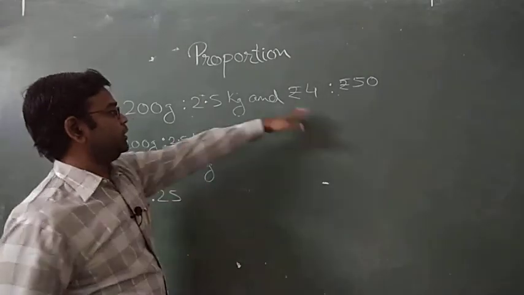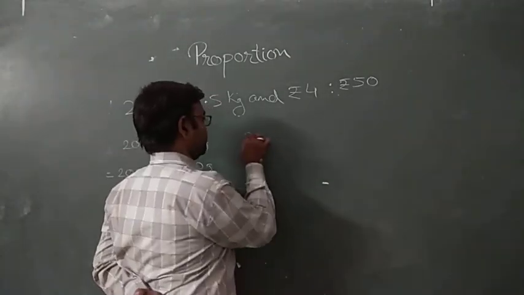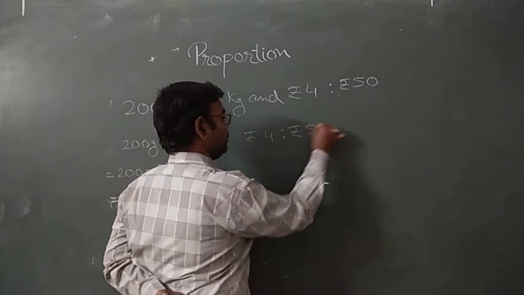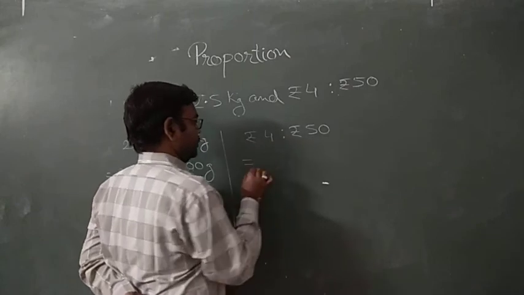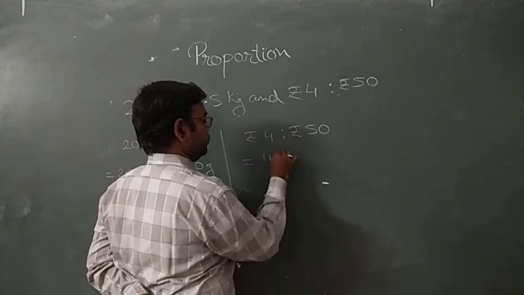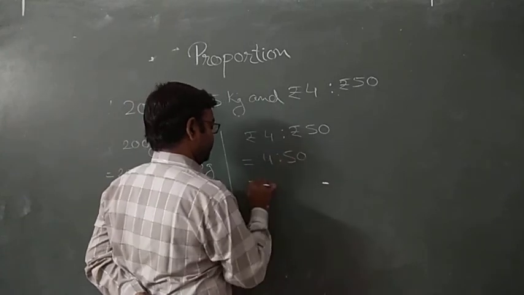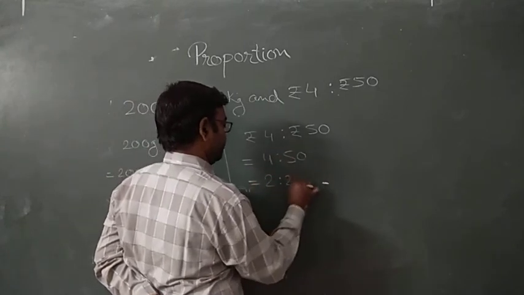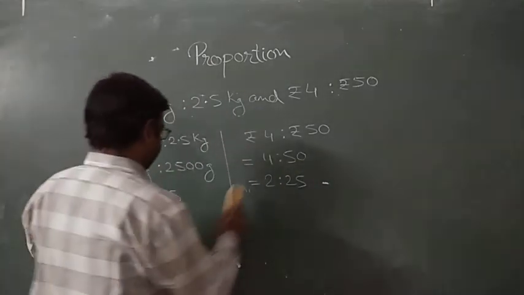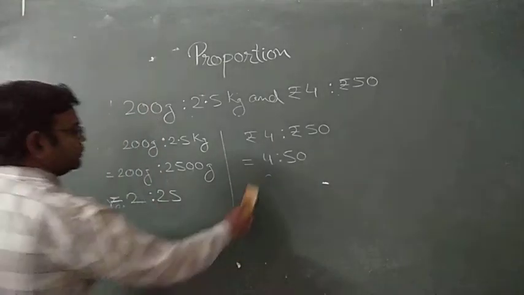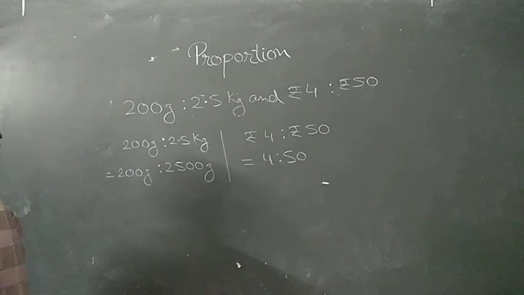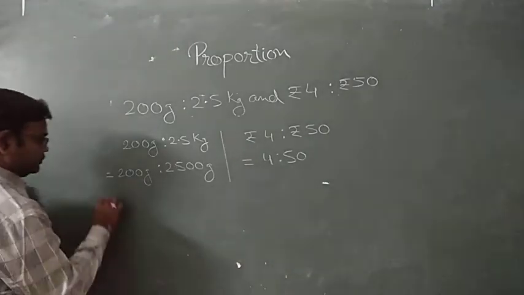And if we see this one, ₹4 ratio ₹50, rupees cancel each other, 4 ratio 50. Again, when we simplify, we have 2 ratio 25. Or you can leave as it is, need not simplify. Clear? Now we have 2 ratios, we have to check. So what are the product of extremes and product of means?